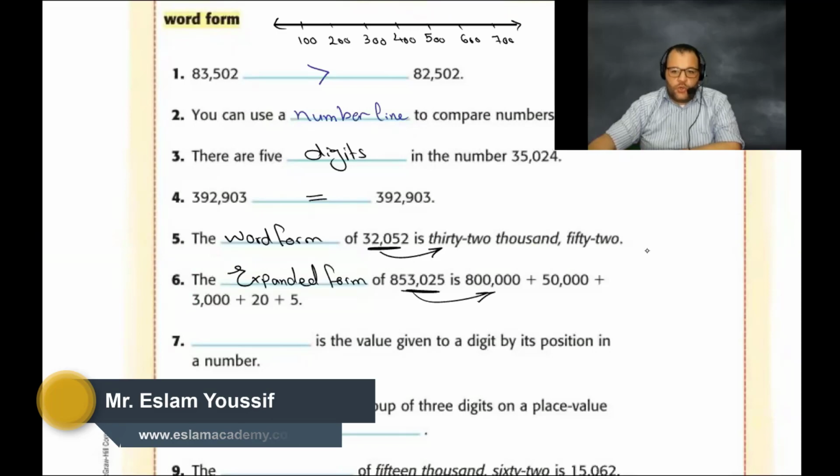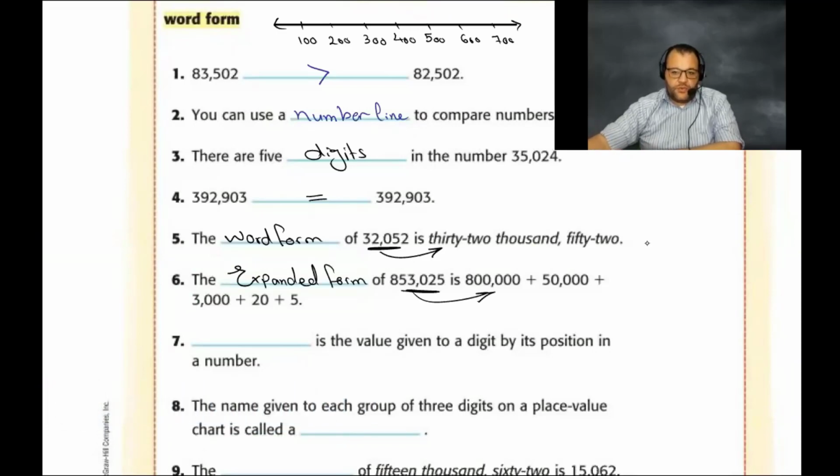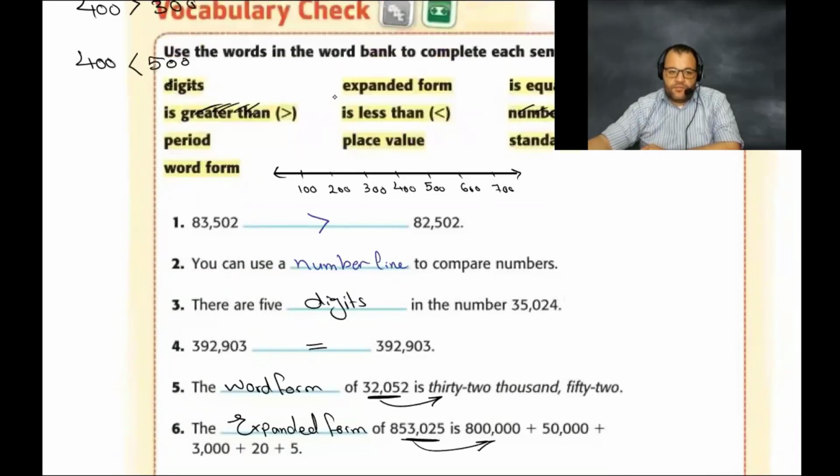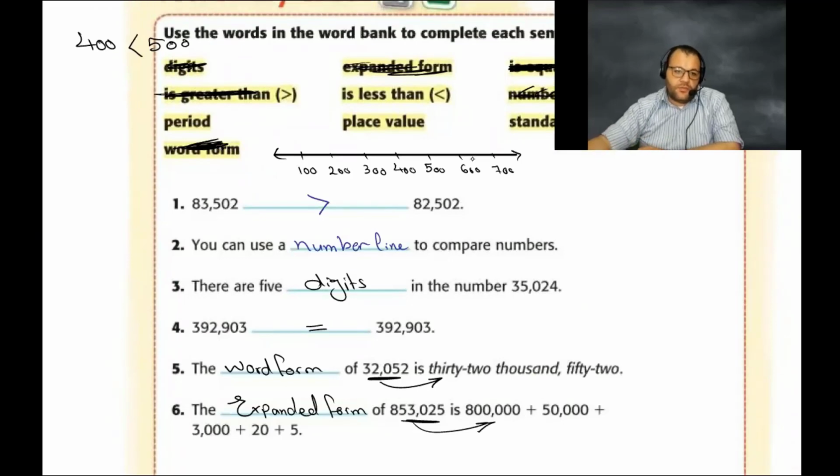Okay. So question number seven. Anis, can you solve question number seven? What is the value given to the digit by its position in the number? We finished digits and the word form, and the expanded form is equals. What gives value according to its position?